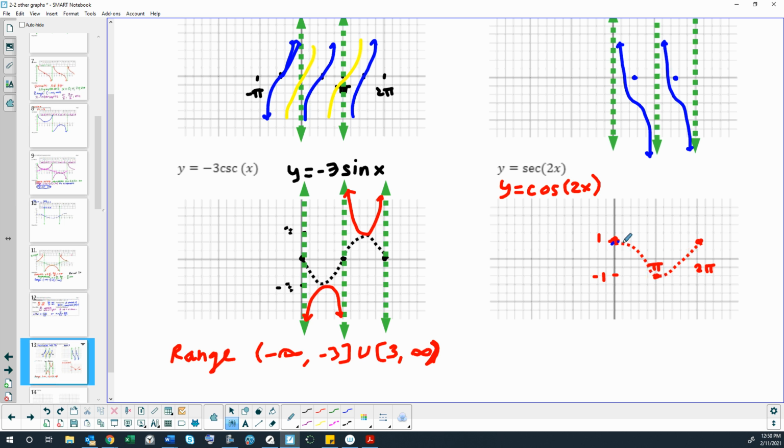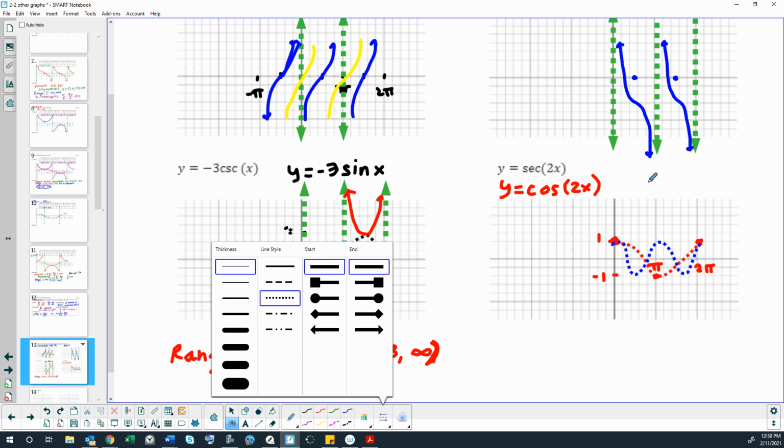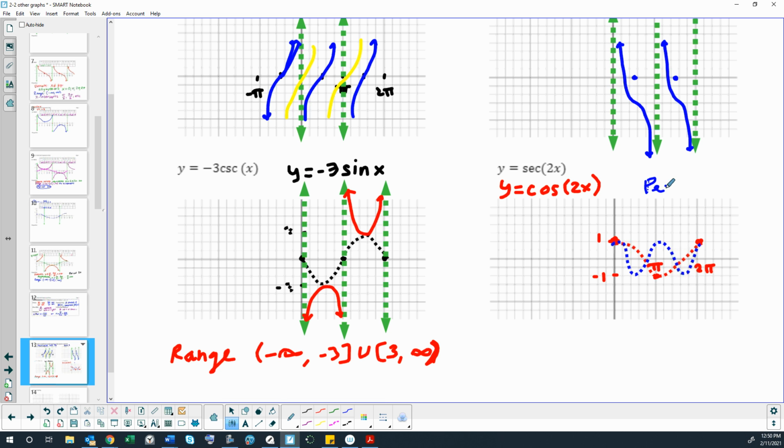So the cosine with the 2 in there would mean I'm going to have 2 cycles where there's normally 1. In other words, it's going to take the period, which is normally 2 pi, and it's going to divide it by that omega value, which is 2, so it'll be pi instead. Okay, so there's our cosine graph with the 2 cycles in 2 pi instead of 1 cycle in 2 pi.